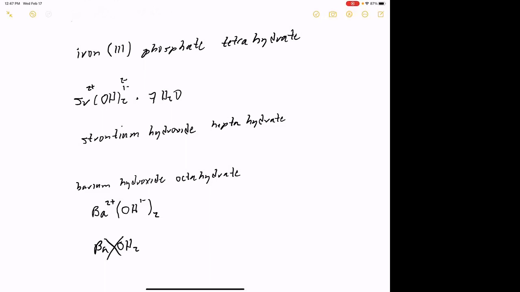And then octahydrate. Octa says 8, like the octopus has 8 arms or legs, and the hydrate is H2O. That makes sense?